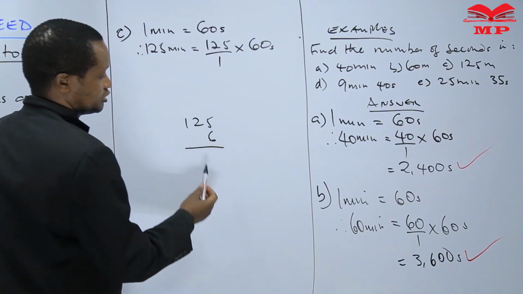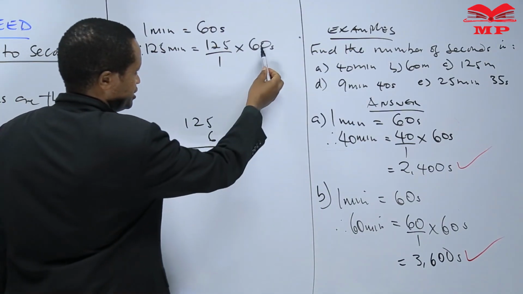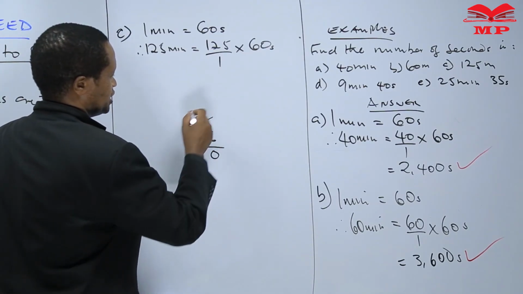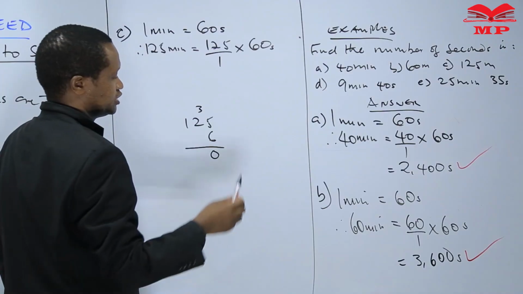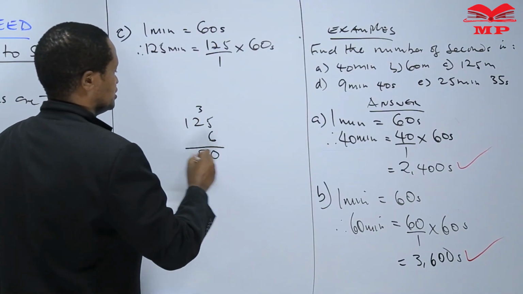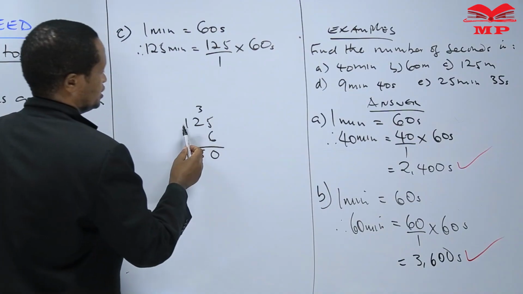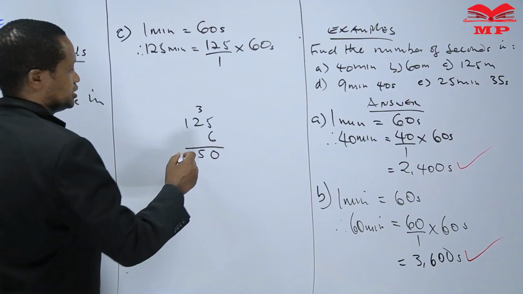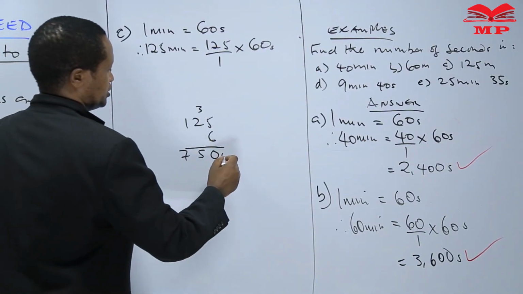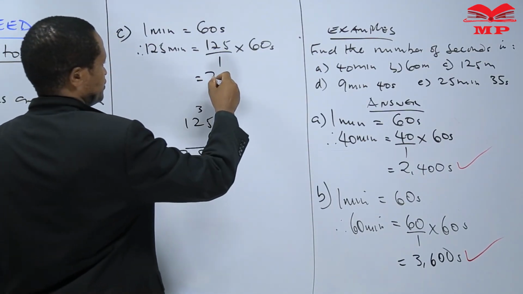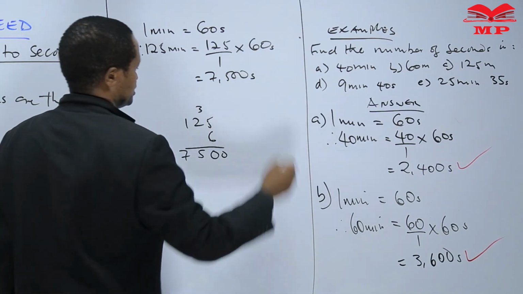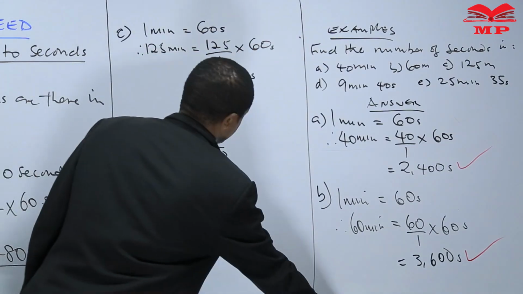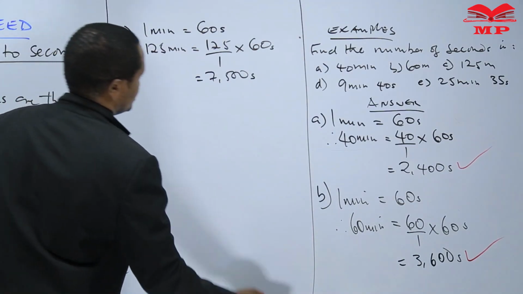So I'm just multiplying by 6, then I'll add this 0. 5 times 6 is 30, carry 3, 2 times 6 is 12, plus 3, 15, 6 times 1 is 6, plus 1, 7. Then there was a 0 here. So the answer here is 7,500 seconds. That is the answer to part C.